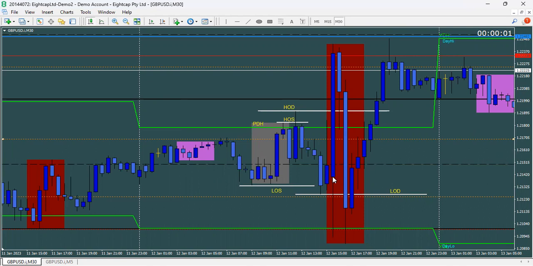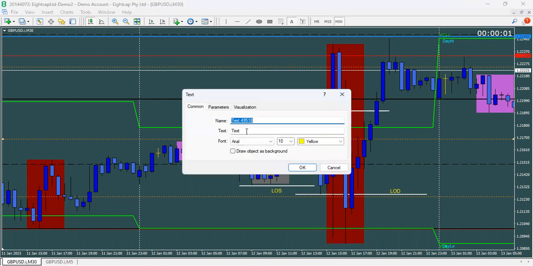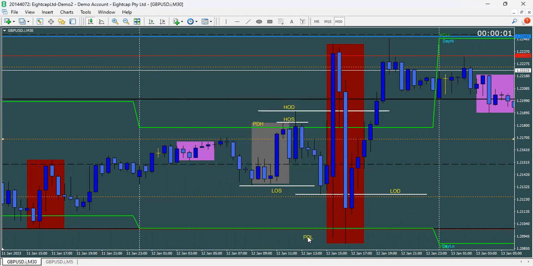Now, 8:30 opens up. They take out the low of the session, the low of the day, and also trigger, taking out our previous day's low. All right, so here's our previous day's low, which is the green line. Okay, they proceed to push the market back up.